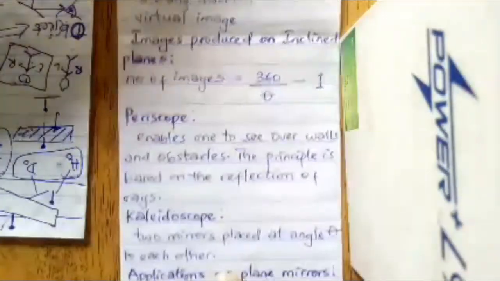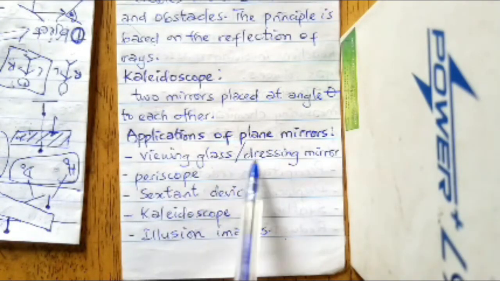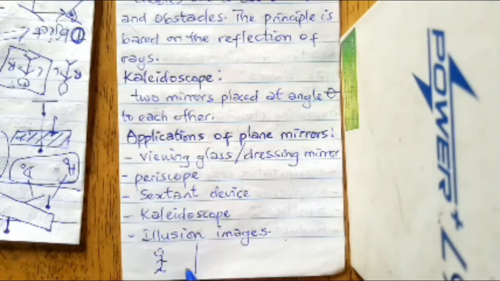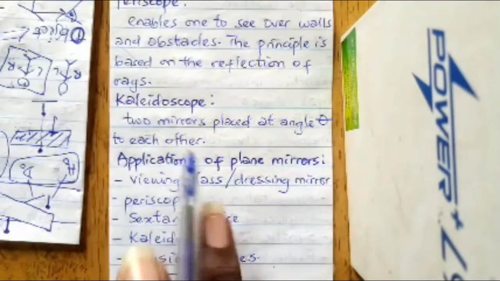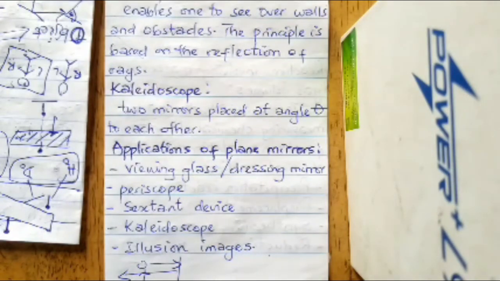So lastly, we'll be looking at applications of plane mirrors. Plane mirrors are used in the production of viewing glasses or dressing mirrors, mirrors in which we see ourselves. It's simple reflection: look at the mirror and you see the reflection of yourself. They are used in making periscopes, which are used to see over walls and obstacles. They are also used in the sextant, a navigating device. You have the kaleidoscope, which gives illusion images. So plane mirrors and the principle of reflection work hand in hand.